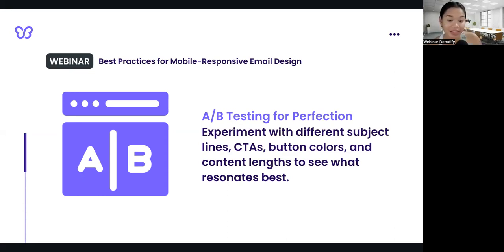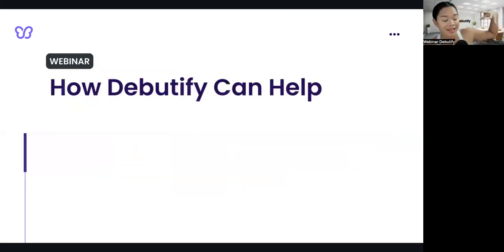So there you have it. These best practices can transform your mobile email design from good to exceptional. And remember, the goal is to create emails that your recipients eagerly open and engage with and take action on, all from the comfort of their smartphones. But that's a lot of things to take into account.